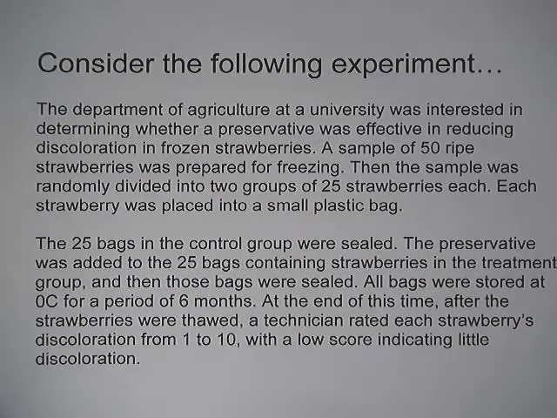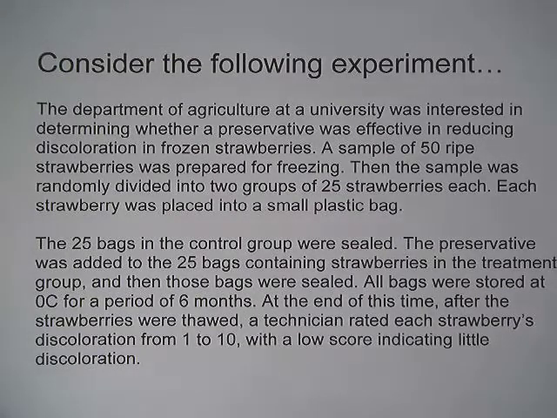So the Department of Agriculture at a university was interested in determining whether a preservative was effective in reducing discoloration of frozen strawberries. A sample of 50 ripe strawberries was prepared for freezing. Then the sample was randomly divided into two groups of 25 strawberries each. Each strawberry was placed into a small plastic bag. The 25 bags in the control group were sealed. The preservative was added to the 25 bags containing the strawberries in the treatment group, and those bags were sealed. All the bags were stored at 0 degrees Celsius for a period of 6 months.